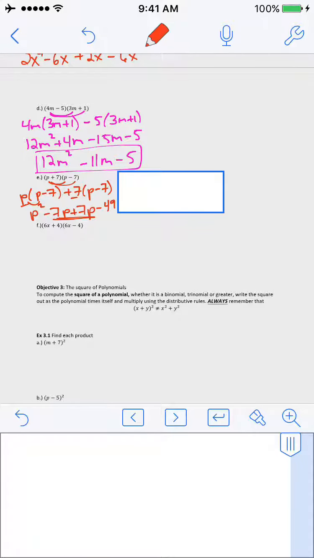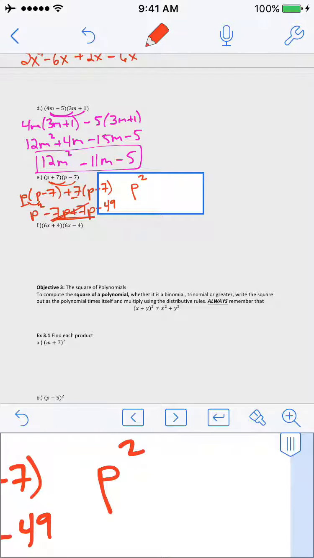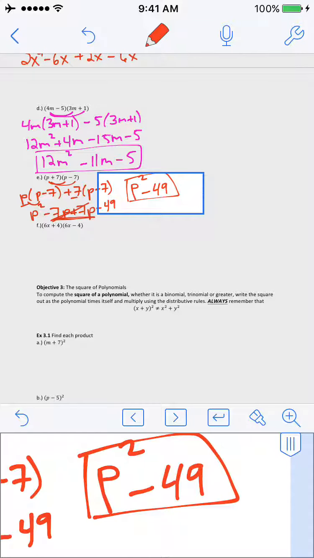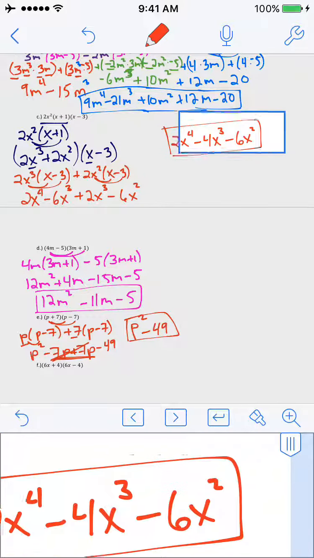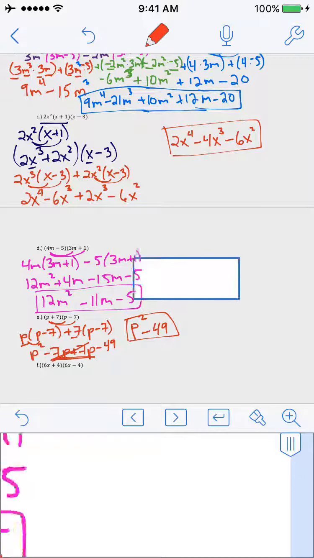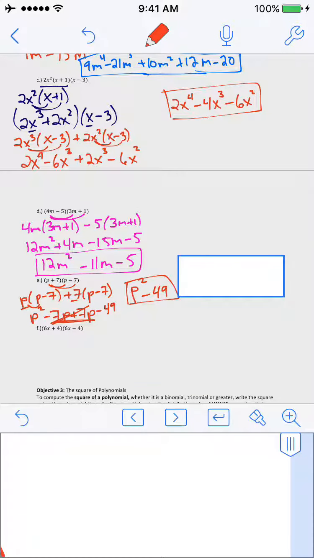But what happens when I take care of these like terms? Well, I have p squared that doesn't do anything. But what happens when I have negative 7p and positive 7p? That's right, they cancel each other out, so I have no more p's. I'm just left with p squared minus 49. So it ends up becoming another binomial. In all of our other cases, we ended up getting trinomials, even five-termed polynomials. Sometimes you'll end up with a binomial again. This is when you factor it. It's called difference of squares.